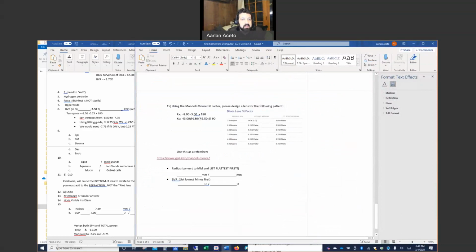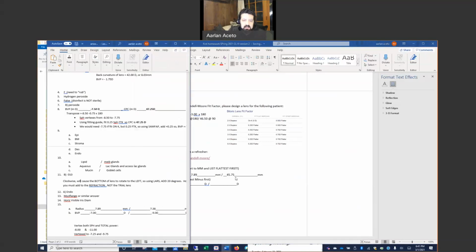43 to 46.5 is 3.5 diopters. So we're going to fit the flatter K 0.25 flatter, the steeper K 0.75 flatter. So that just means that if we're doing the radius of curvature, we're going to do a quarter flatter than 43, which is 42.75, and 3/4 flatter than the steeper, which is 46.50, and that will give me 45.75. Use your 337.5 to convert those into millimeters, and that should have been 7.89, and that should be 7.38.